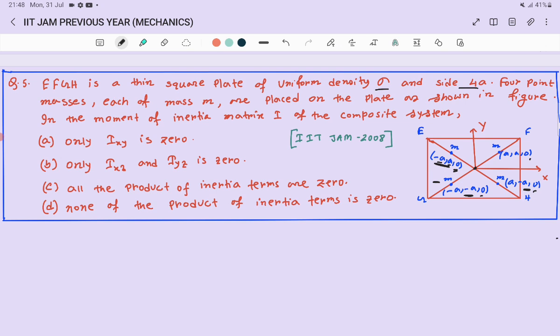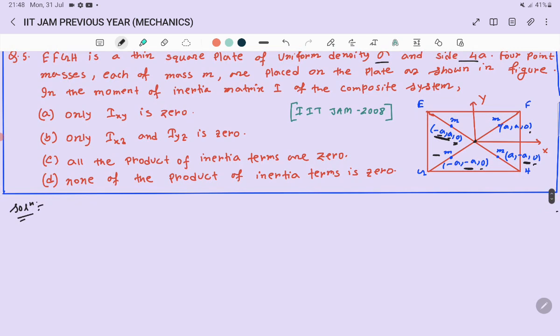So from the options you can see that they talk about only the product of inertia terms. But you know, in the moment of inertia tensor there are 9 terms, out of which 3 terms are principal moments of inertia and 6 are products of inertia. So here we have to find only the products of inertia. So let us give you the solution.